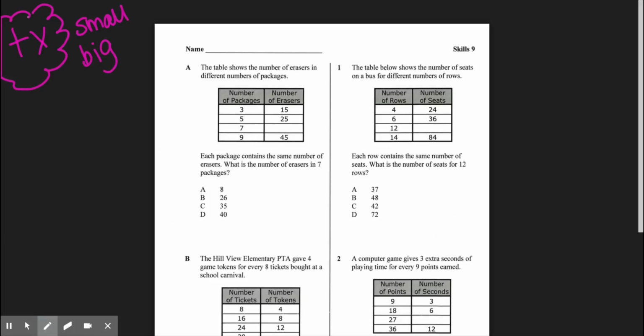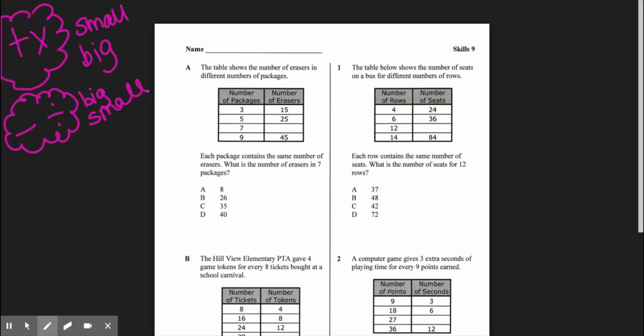And then if we're going from a big number and it's getting smaller, we know that we are subtracting or dividing to make that big number a smaller number. So subtraction or division are going to be part of the pattern when we're going from big to small.